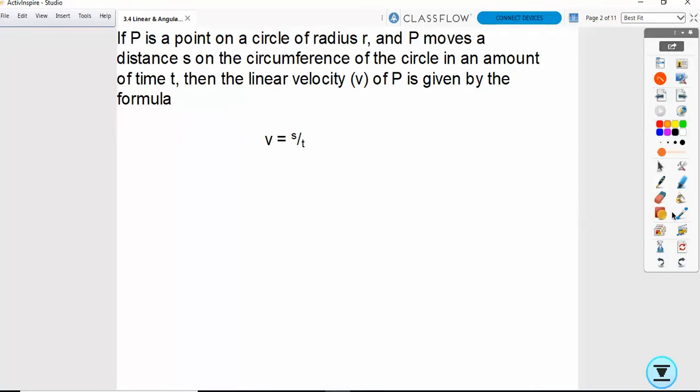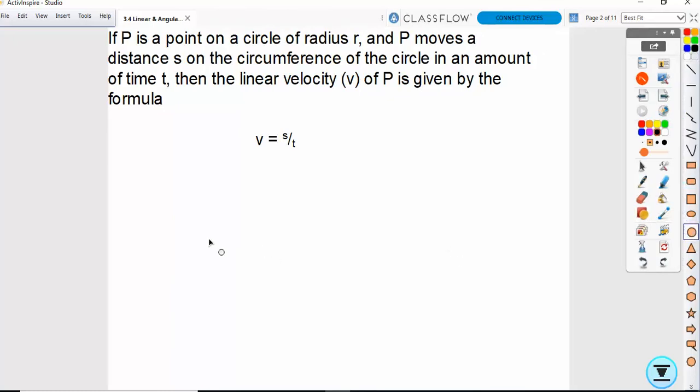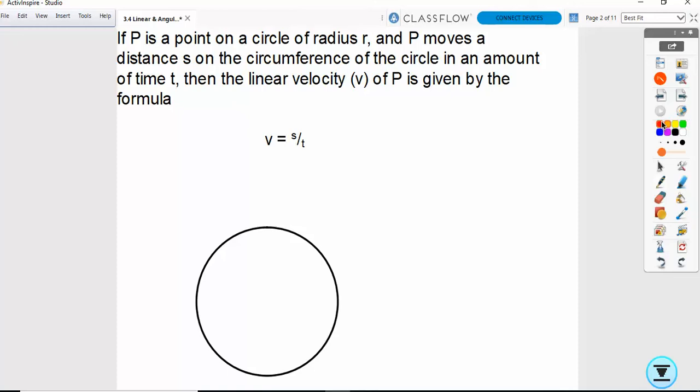The thing we have tells us, if we have a point P on a circle, oh, that's a sad circle, that's embarrassing. Let's try this again. Okay, so here's my circle. And I have some point P on the outside of my circle. The radius of this circle is r.